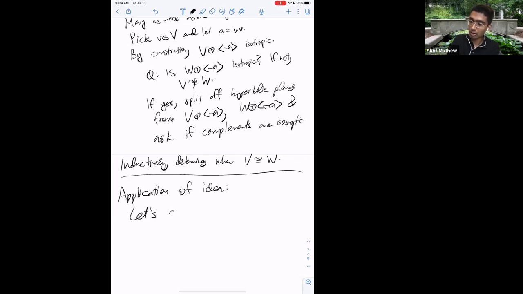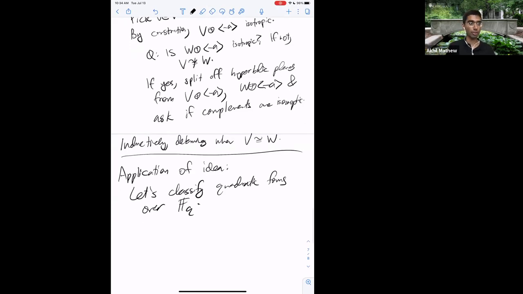Let's classify quadratic forms over a finite field F_q. So we saw last time that you can classify quadratic forms over C, they all look the same at a given dimension, and over R, where basically you have the dimension and the signature. And now we want to do the other case that's simplest, which is the case of a finite field.